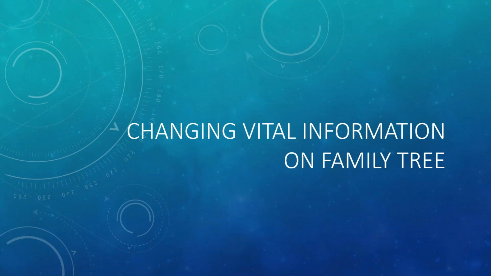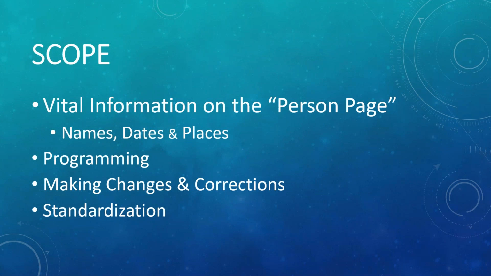So my name is Debbie Weaver, and today we're talking about changing vital information on the family tree. What we're going to talk about is vital information on the person page, which involves names, dates, and places, as well as a few other things. And then talk a little bit about programming, also making changes and corrections, and then my soapbox would be standardization.